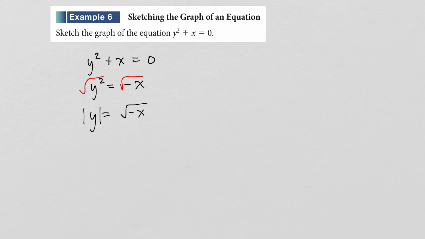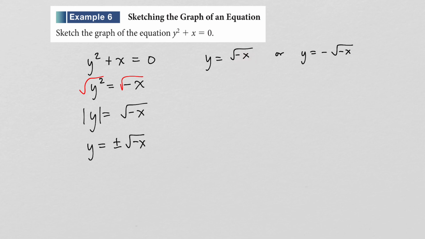And the definition of an absolute value tells us that y would then have to be equal to plus or minus the square root of negative x. So really it's kind of like you have two equations here. You have y equals the positive square root of negative x, or you have y equals the negative square root of negative x. Now you know that in order to get a real number, you cannot take the square root of a negative. However, this is okay because if x is negative, then negative x will be positive.